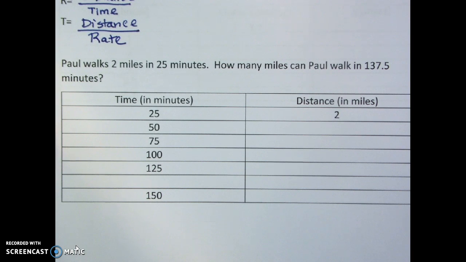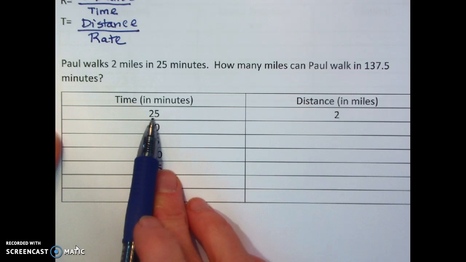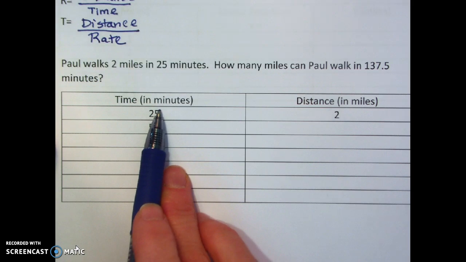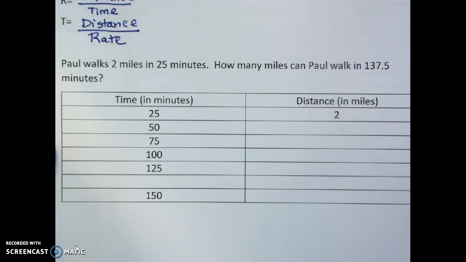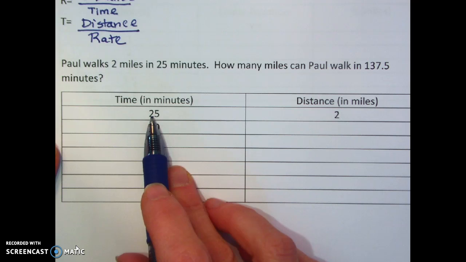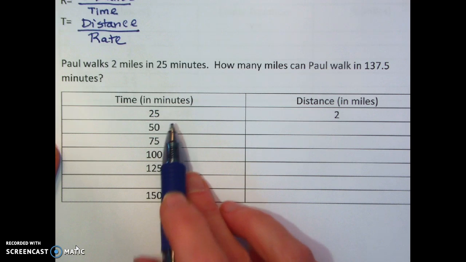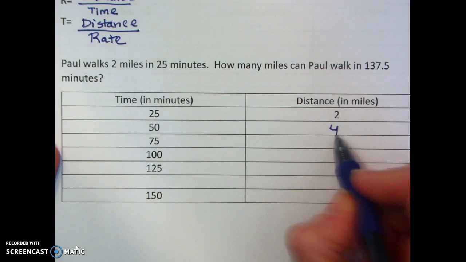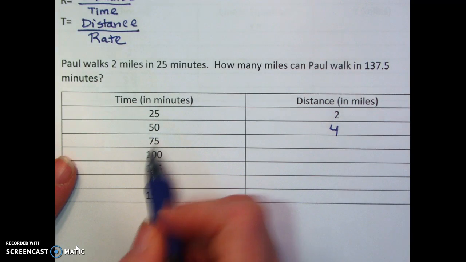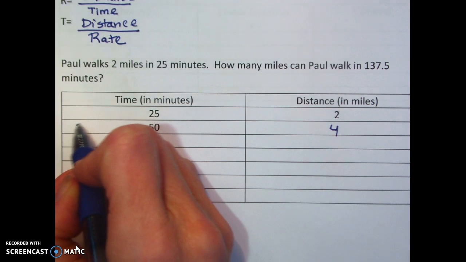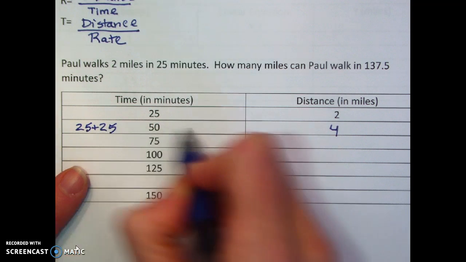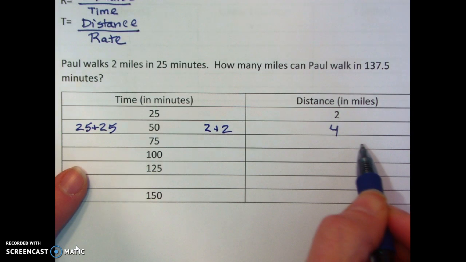Paul walks 2 miles in 25 minutes. So we have that filled in, 2 miles distance and 25 minutes of time. How many miles can Paul walk in 137.5 minutes? Well, we can look at a table and try and figure out these various amounts. If he goes 2 miles in 25 minutes, then we know if he goes for 50 minutes, he can go another 2 miles, 25 and 25, for a total of 4 miles. So this is 25 plus 25, which means he can go 2 plus 2, which is 4.